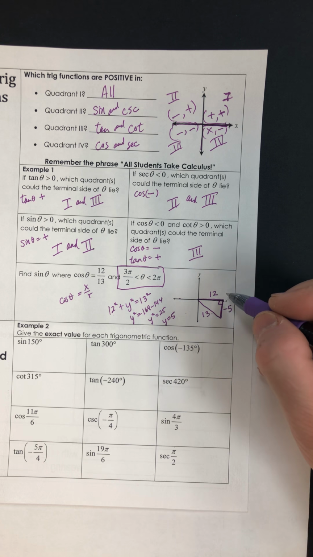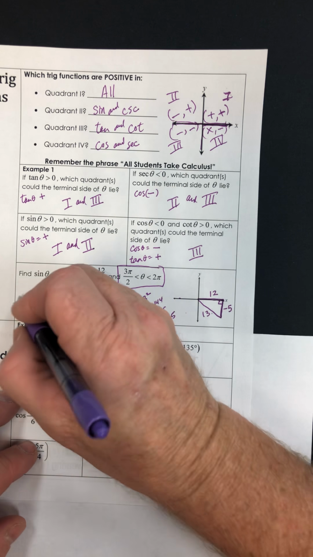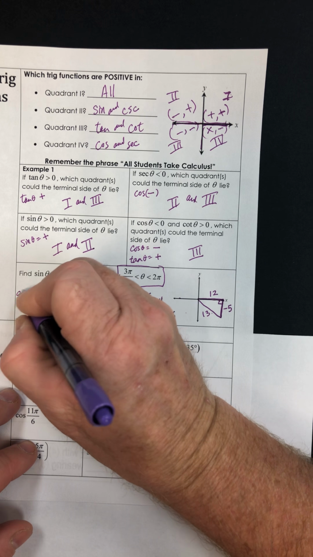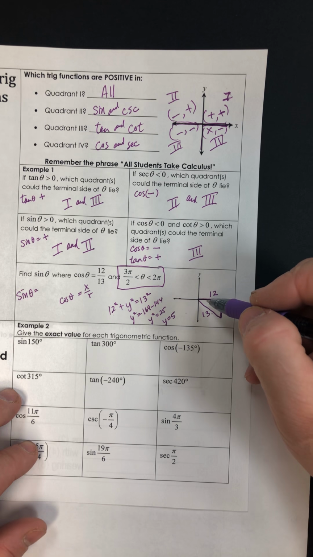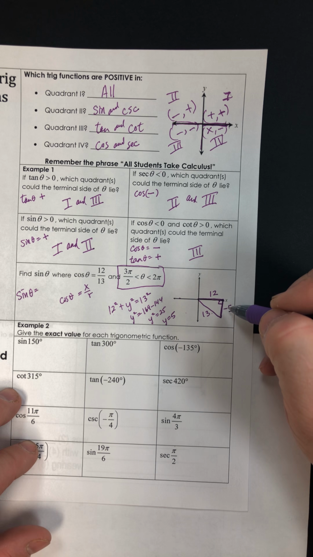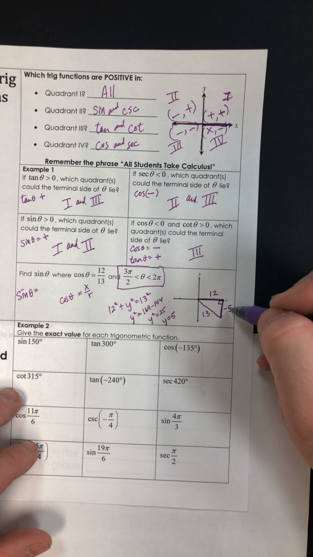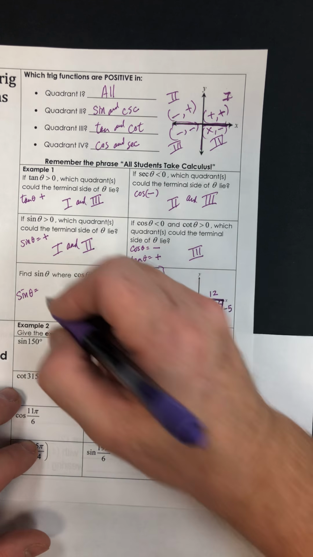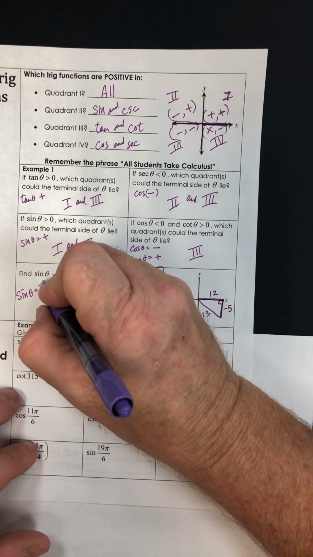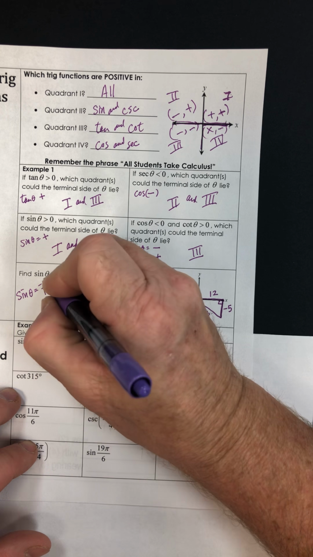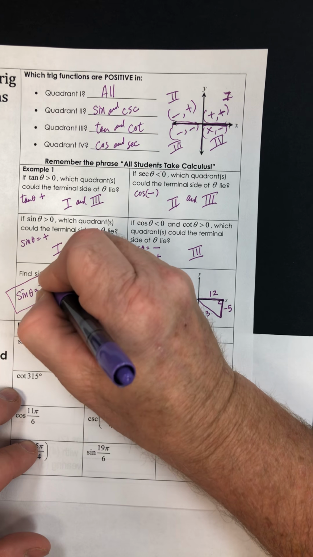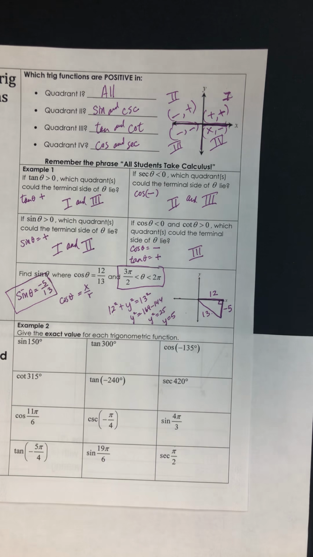Okay, so now I've found all 3 sides, so now I can find the sine. The sine of the angle is going to be the side opposite over hypotenuse, or the y over the r. So it's negative 5 over 13. Okay? There's stuff like this on your quiz.